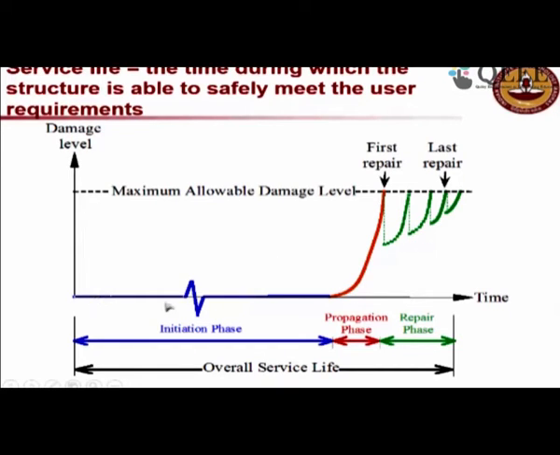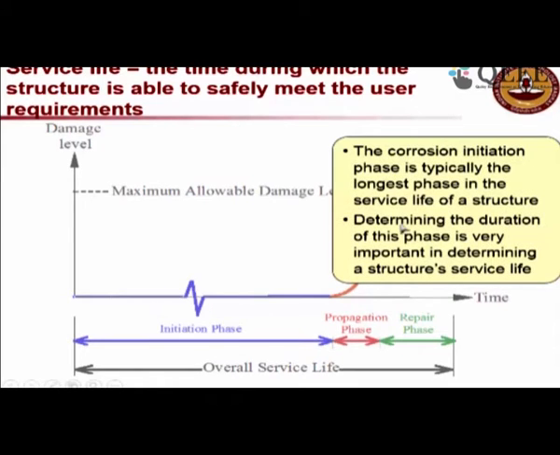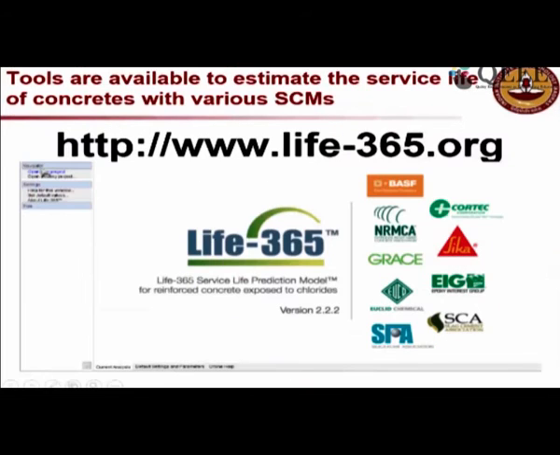How do we increase the duration of the initiation phase? It is by increasing either the quality of the steel or the quality of the concrete cover. The initiation phase is typically the longest phase, and determining its duration is very important in determining a structure's service life. So we should be able to determine when the structure is going to start corroding, that is this point, at the design stage itself, or even before choosing the materials for construction. That's a challenge. So there are some tools available to do that estimation.